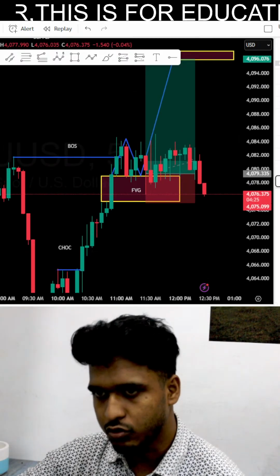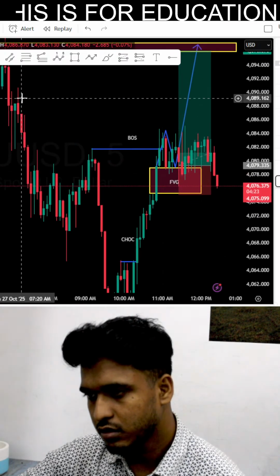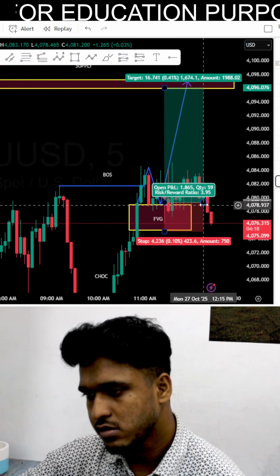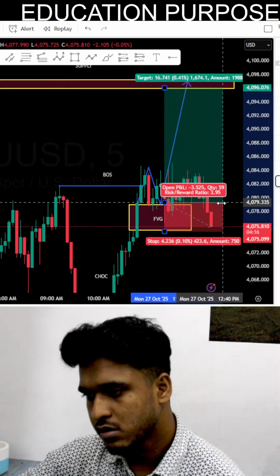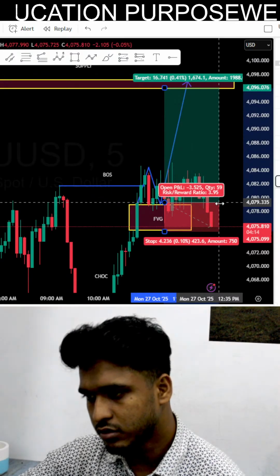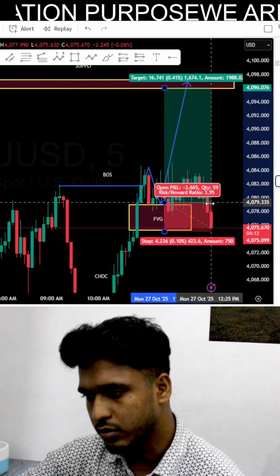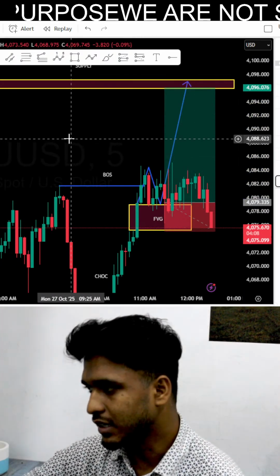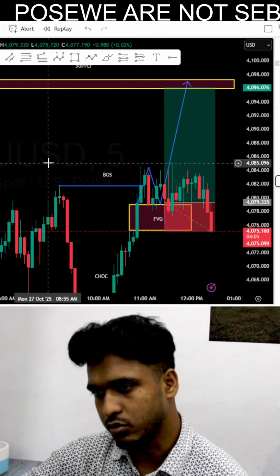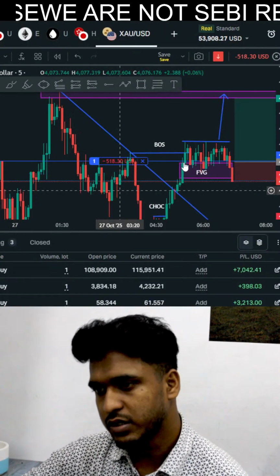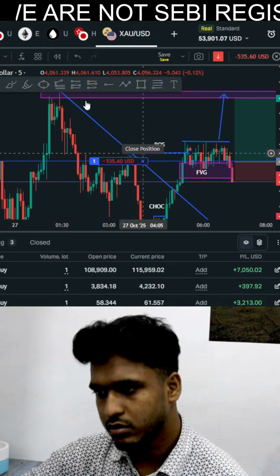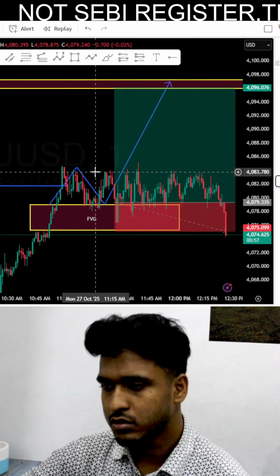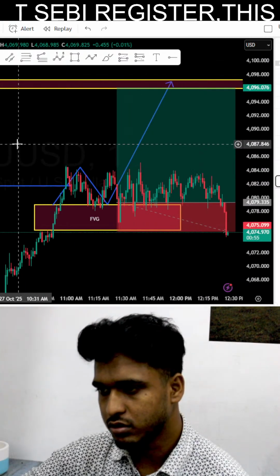Okay, still it's a 4 minute. Okay, 4075. That will be my hold. This time it seems the market is breaking our fair value gap. Okay. Is it 50 pips? 50 pips. So a 1 minute candle close will come out. Yes, it closed.